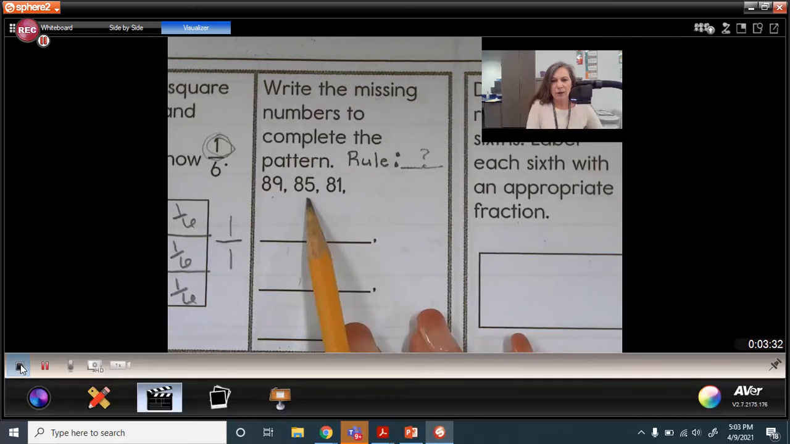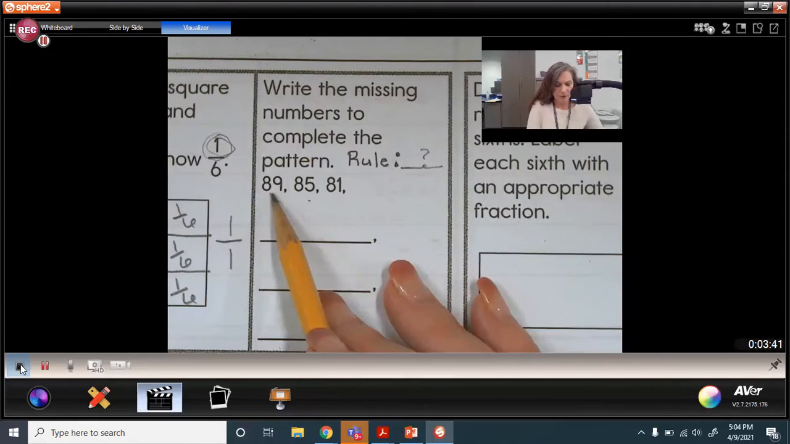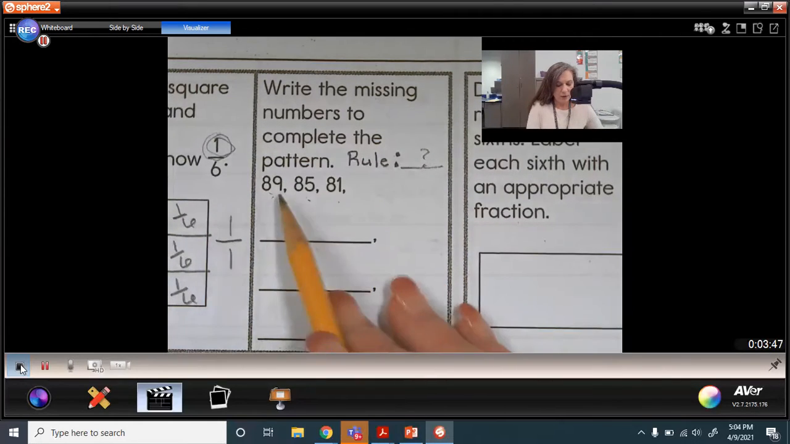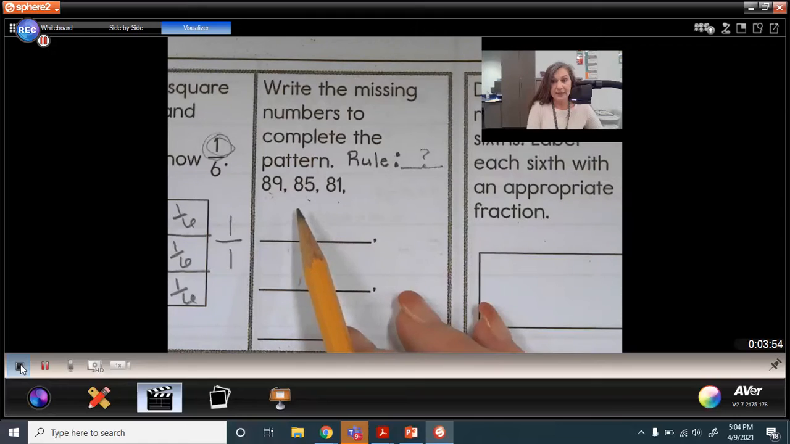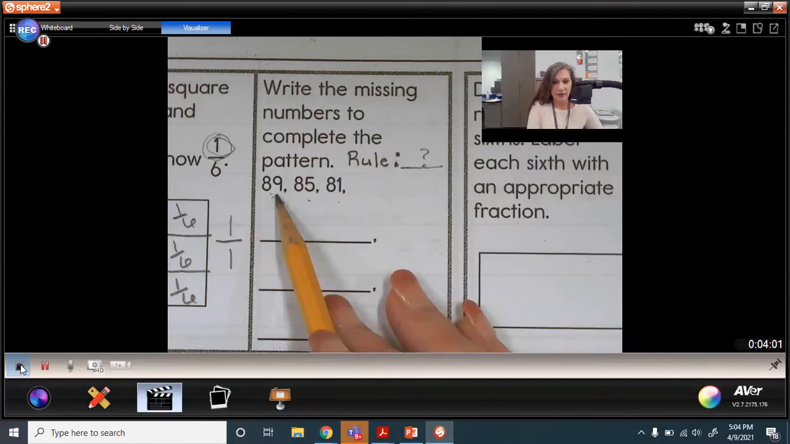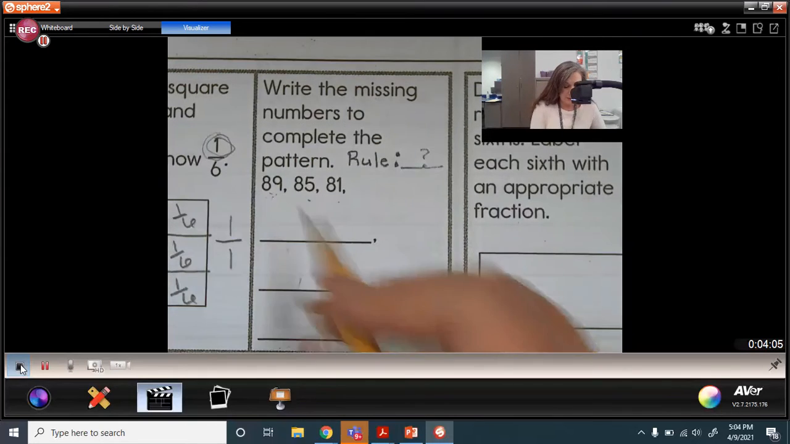We are noticing that from one number to the next number, we're trying to figure out what is happening. Are they adding, subtracting, multiplying, dividing? So let's see what we notice here. We've gone from 89 to 85 to 81. Now, we know that we are counting back. We're not increasing in numbers, we're decreasing. That means we're going down in numbers, which means we're not adding anything to 89. We're subtracting, possibly. Well, let's check.